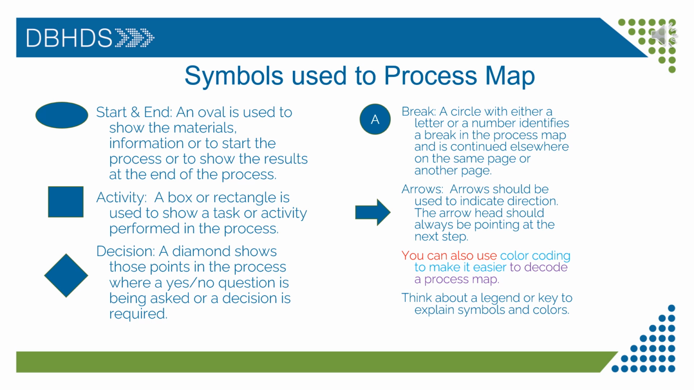A circle with a letter in it identifies a break in the map that is continued somewhere else, either on the same page or another page. Arrows should be used to indicate the direction, with the arrowhead pointing at the next step. You can also use color coding to make it easier for the reader to decipher your process map. And finally, think about including a legend or key to explain your symbols and colors.